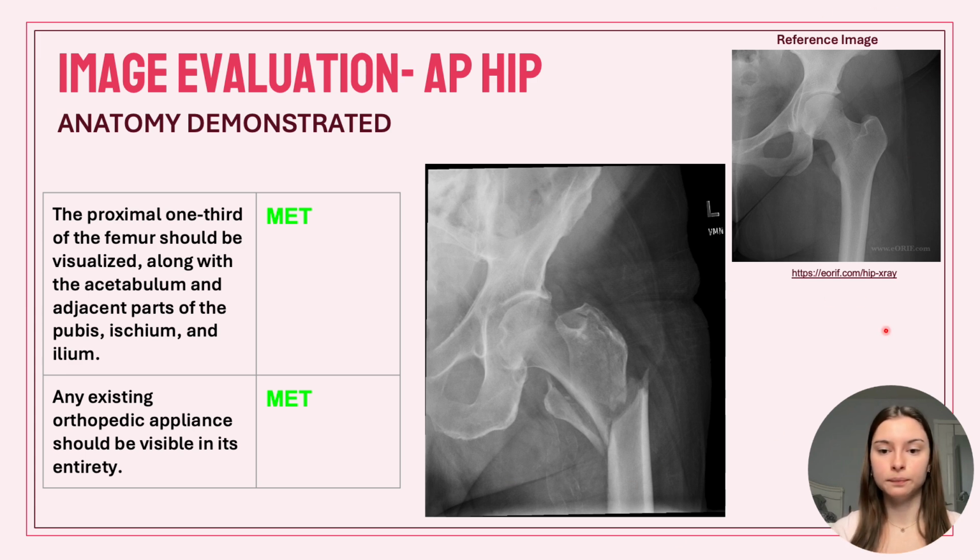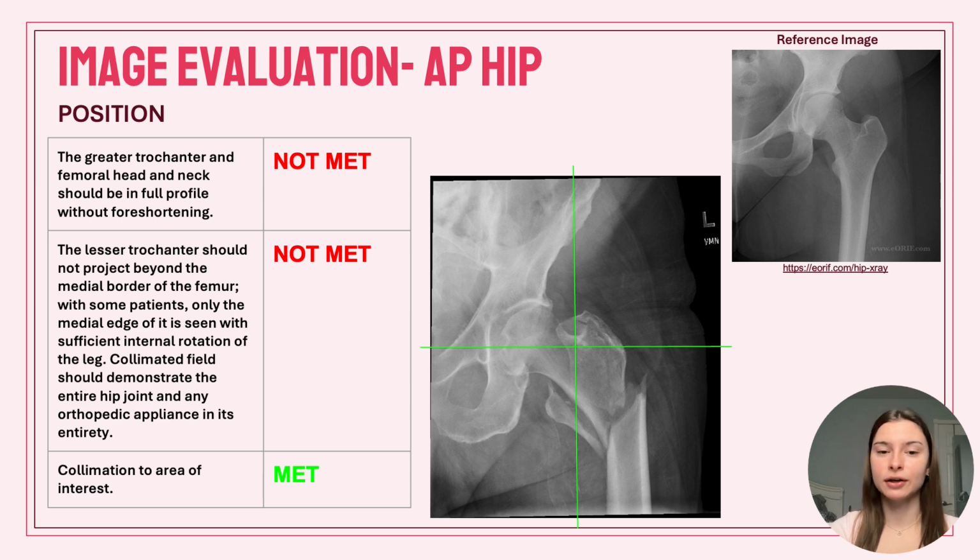pretty identical. And then next we have any existing orthopedic appliance should be visible in its entirety. So I did say met for this one, although in this case it would be non-applicable. So next we have the positioning criteria for an AP hip. The first one is the greater trochanter and femoral head and neck should be in full profile without foreshortening.